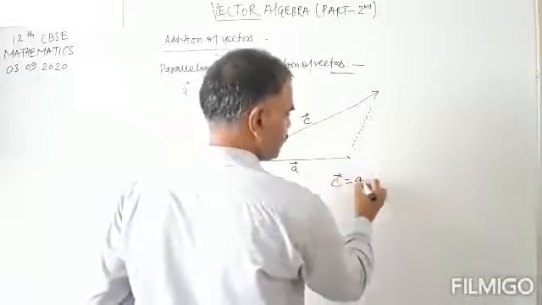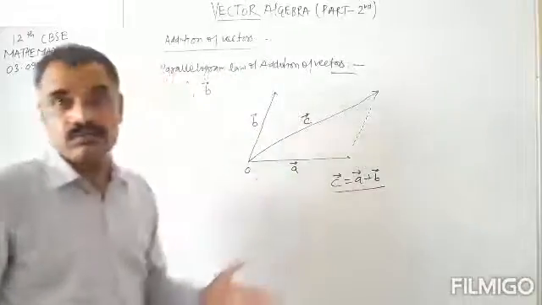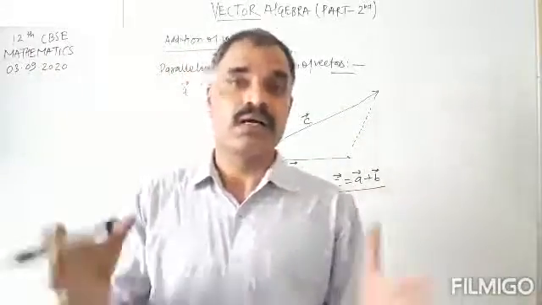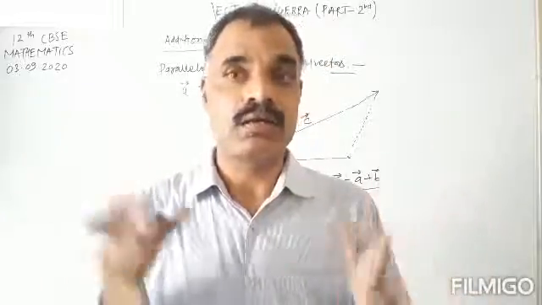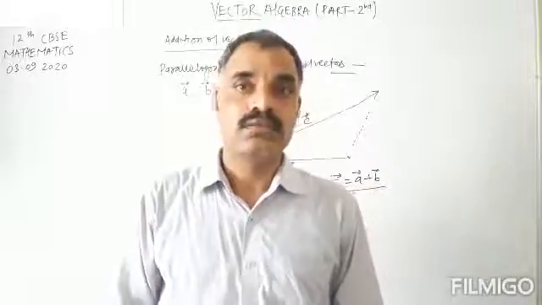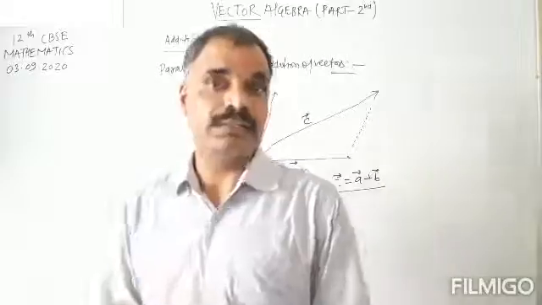C vector is the sum of A vector and B vector. This law of addition of two vectors is called the law of parallelogram of addition of vectors. Okay, is it clear to all of you? I am again repeating this.